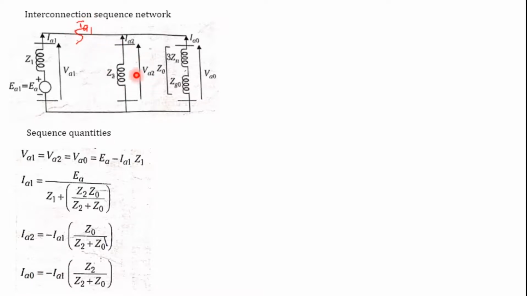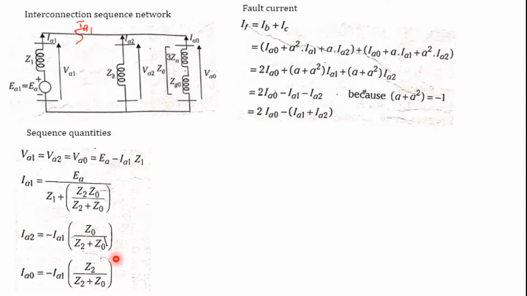Okay, the impedance of the other branch is Z2, and the total impedance is Z2 plus Z0. So we'll get this equation. Based on this, we wanted to know what the fault current is, where the fault takes place. The fault takes place between IB and IC.